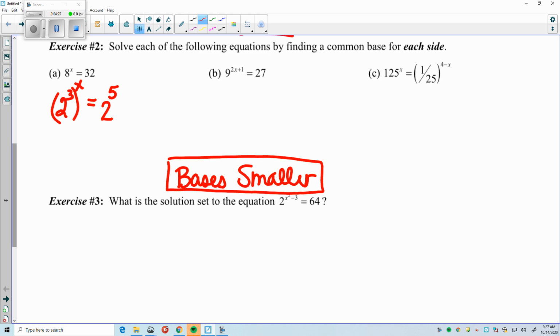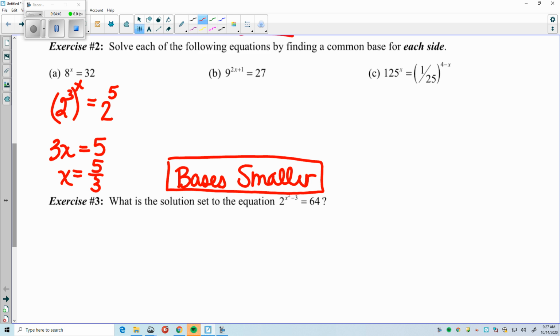Okay. So again, power to a power, we would multiply. So that really gives me 3x on this side. And on the right side, I have 5. And notice again, I can set the exponents equal because the bases are equal. And if I solve for x, I can tell you x is going to be 5/3.